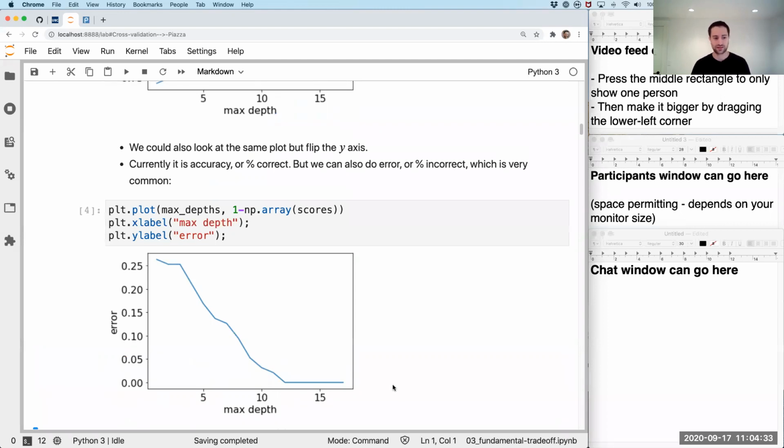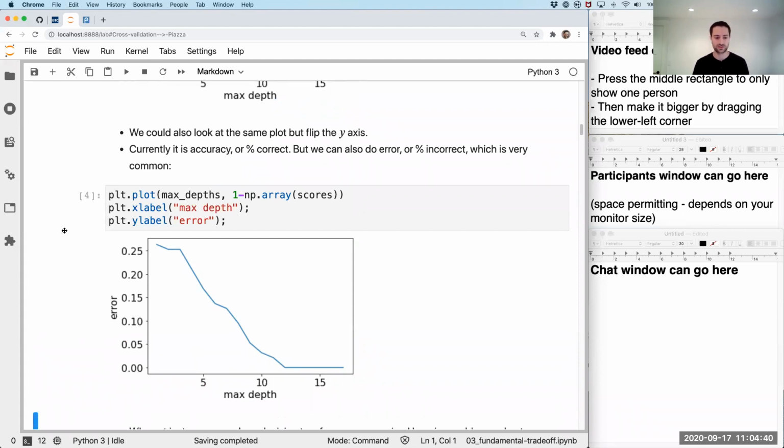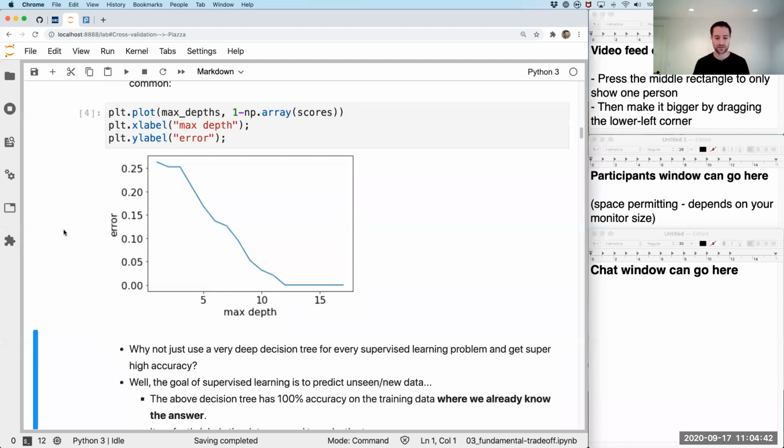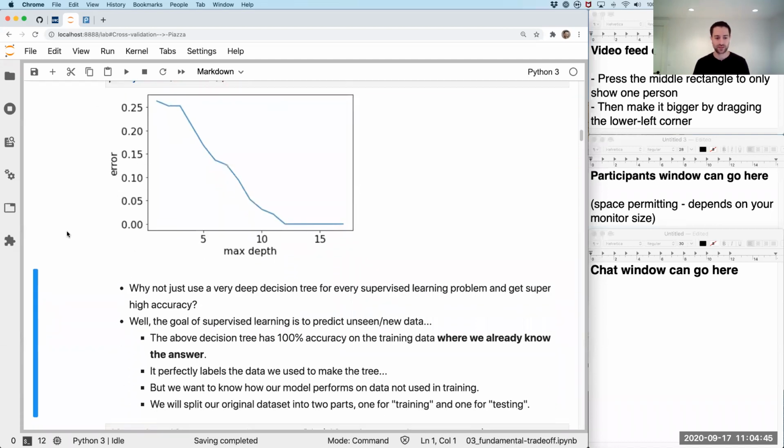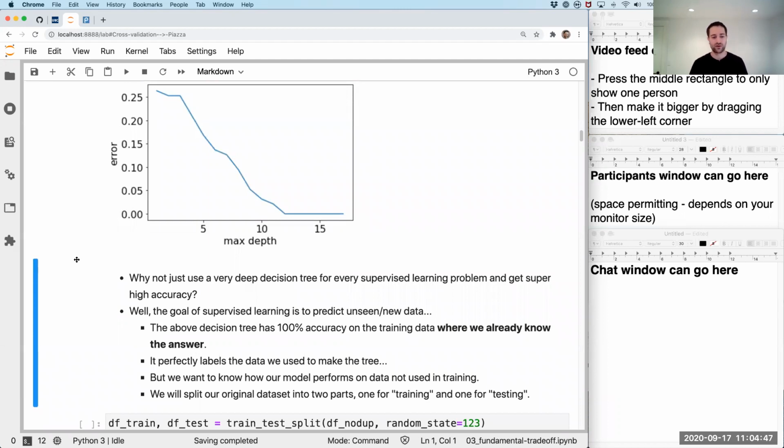So you're going to see a lot of these plots with error on the y-axis. But for most of the course, we can probably stick with the accuracy score. Okay, so we talked about this at the very end last class. Why not just always use a very deep decision tree and get 0 error or 100% accuracy? Well, the whole point of what we're doing is to predict on unseen data, and here the score is on the data that has gone into the decision tree. And so great, it does a perfect job of predicting on things where you've already shown it the answer.